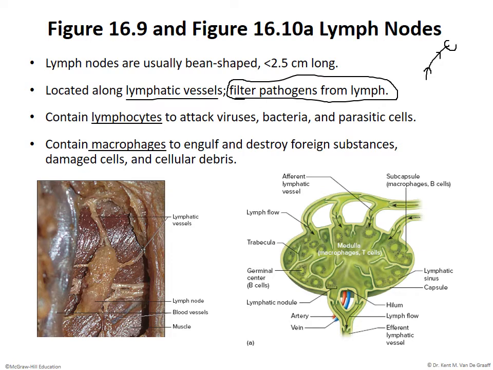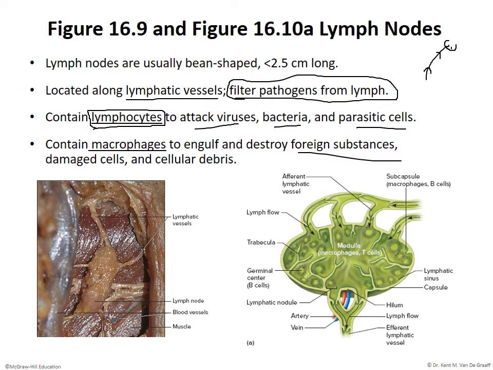And as it goes through this cleaning station, there are T cells, B cells, and macrophages sitting there and monitoring. And then if there's some sort of invader, they will attack it. So it attacks viruses, bacteria, parasitic cells, anything that gets in there that is trying to do us harm. The macrophages, these big eaters, are there to engulf and destroy the foreign substances that are flowing through.